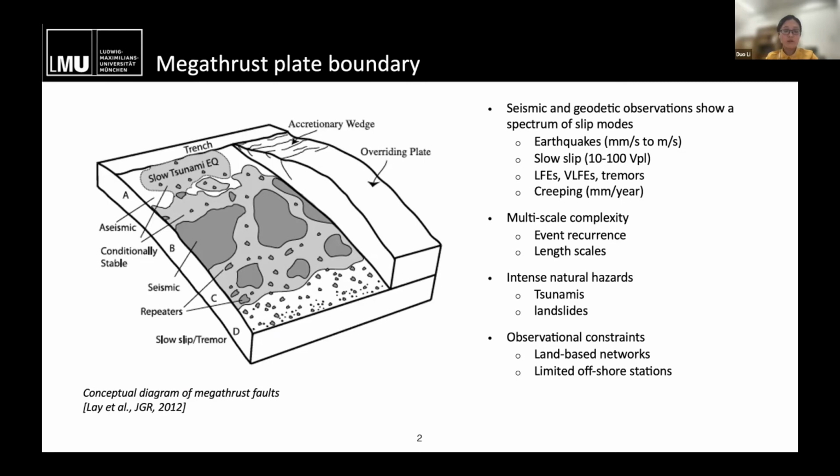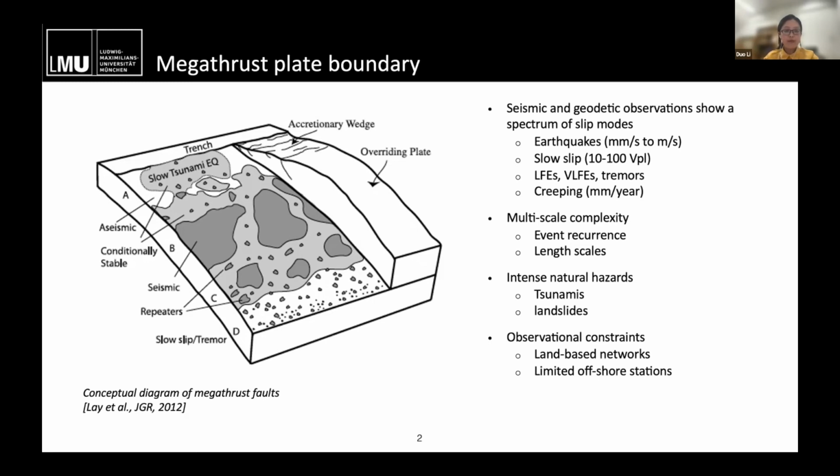For example, the figure on the left is a conceptual model of the subduction interface. The larger asperity can release the energy in the mode of earthquake, which means millimeter to meter per second fault slip. And there are also slow slips outside the earthquake asperities, which slip only 1 to 2 orders of magnitude higher than the plate convergence rate. There are also low frequency earthquakes and tremors, which appear on even smaller asperities.